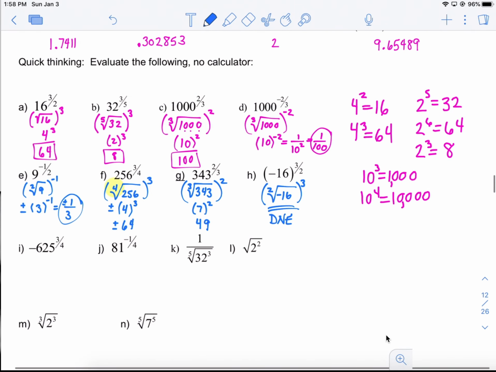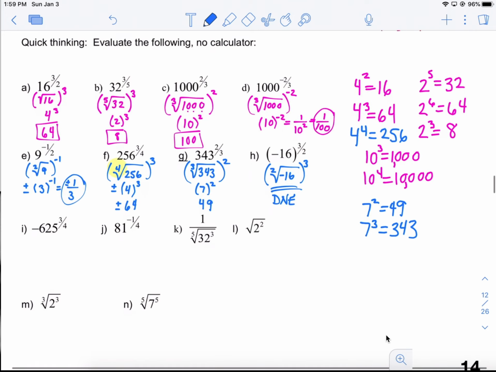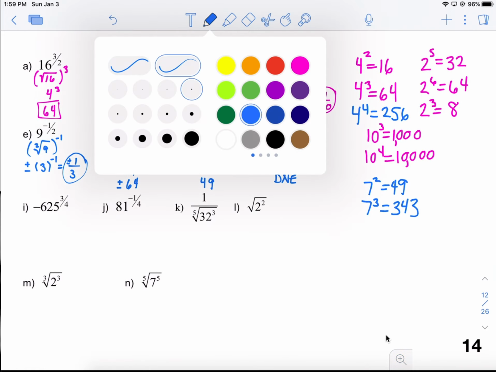All right, I'm going to add a couple of these to our list. We did 3 squared. I don't think we need to write that one down. But we did do 4 to the 4th power is 256. I think that's an important one for you to know. Another one that we did was 7 squared and 7 to the 3rd power. So 7 squared was 49. 7 to the 3rd power is 343. That's definitely a number you're going to want to have memorized. All right, we have a couple more. I'm going to change to, let's go green.